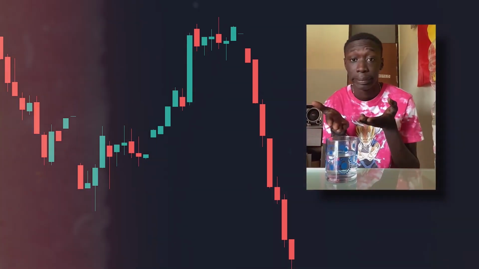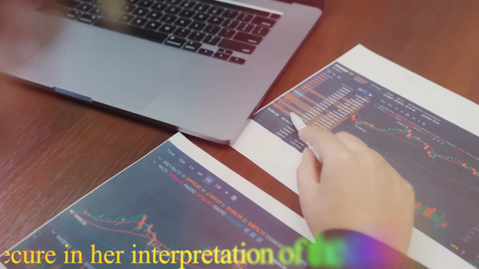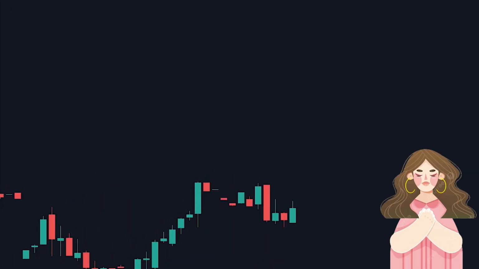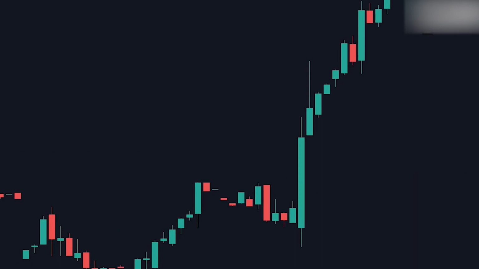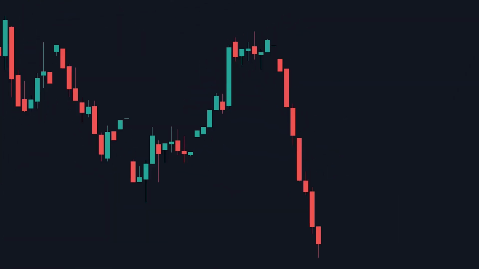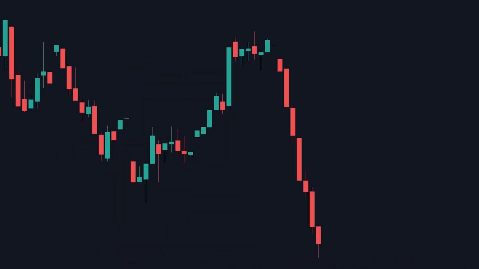Sarah executes her transaction with steely resolve, secure in her interpretation of the candlestick patterns. Sarah's intuition is validated moments later as the market responds in her favor. Sarah's knowledge of candlestick patterns has transformed a potentially perilous circumstance into a rewarding one.